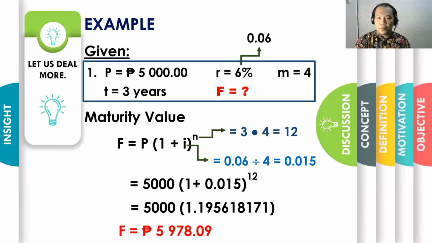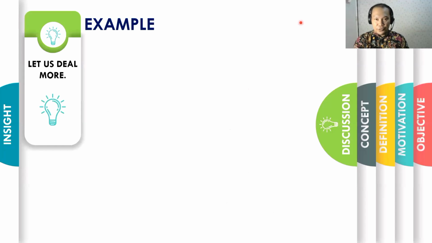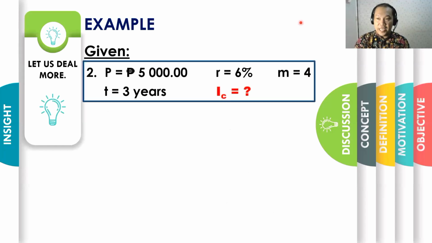Okay, another example. We have example number 2. Here are the given information. The principal amount is 5,000. The rate of interest is 6%. The conversion is 4, which is quarterly. Then the time is 3 years, and we are looking for the compound interest. Actually, this is a follow-up to problem number 1.